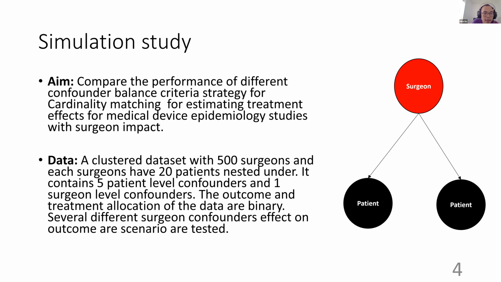So using Monte Carlo simulations, I generated a clustered data set with 500 different surgeons, and each surgeon has 20 different patients nested under. The data set contained 5 patient level confounders and also 1 surgeon level confounder. Then the outcome and treatment allocation of this data set are binary. Then I tested several different surgeon confounder effects on outcome scenarios in this simulation study.